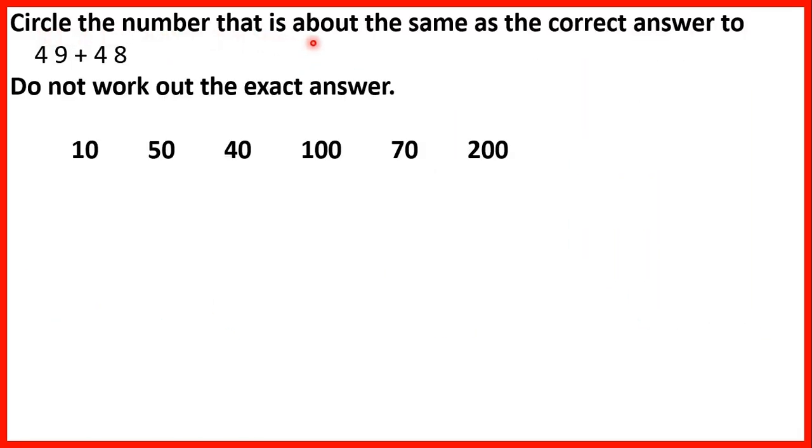Circle the number that is about the same as the correct answer to 49 plus 48. Do not work out the exact answer. So we can estimate the answer by rounding, and if we round both of these numbers to the nearest 10, 49 plus 48 rounds to 50 plus 50, because both of these numbers are closer to 50 than they are to 40. And 50 plus 50 is 100. So that means the answer to 49 plus 48 will be about the same as 100.